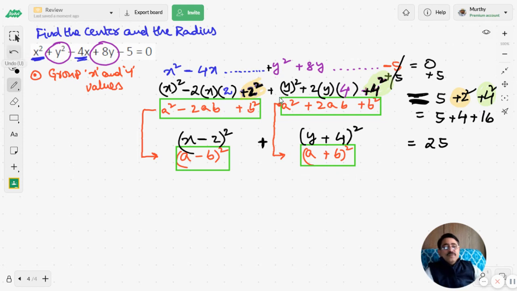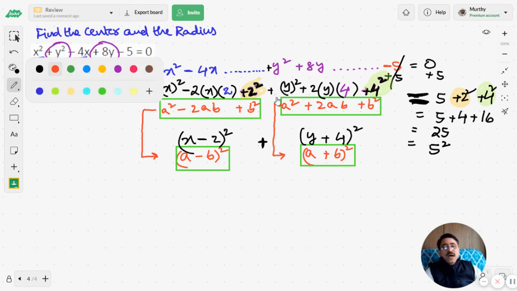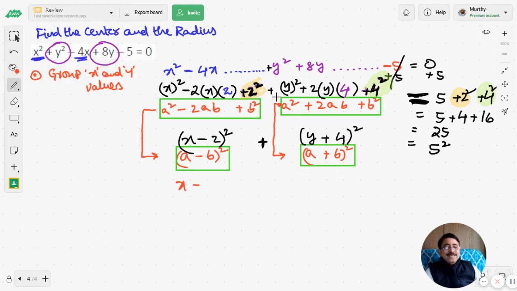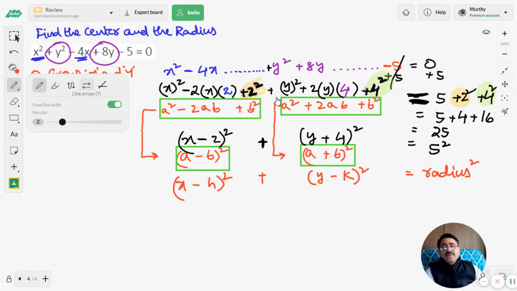This 25 can be written as 5 square. You know that. Why am I writing it as 5 square? Because I know that the formula is x minus h square plus y minus k square equals radius square. Now I can easily identify what is the value of radius. You know, it is 5.